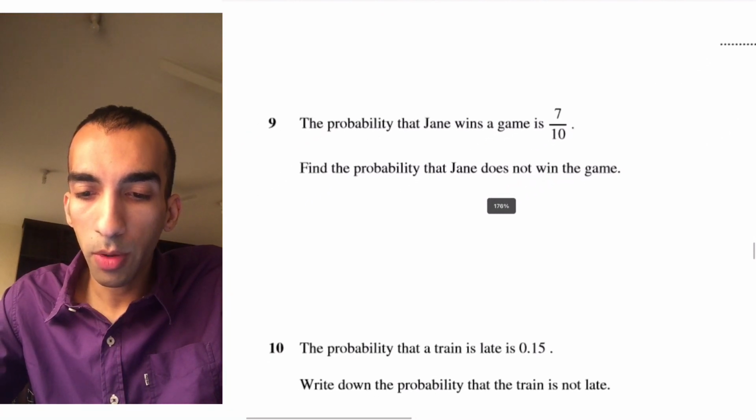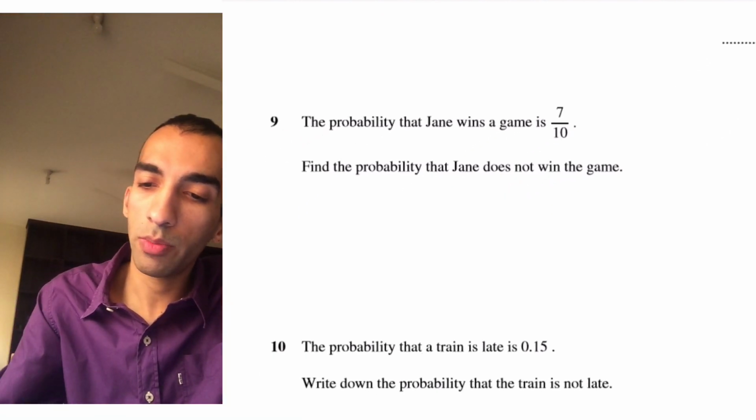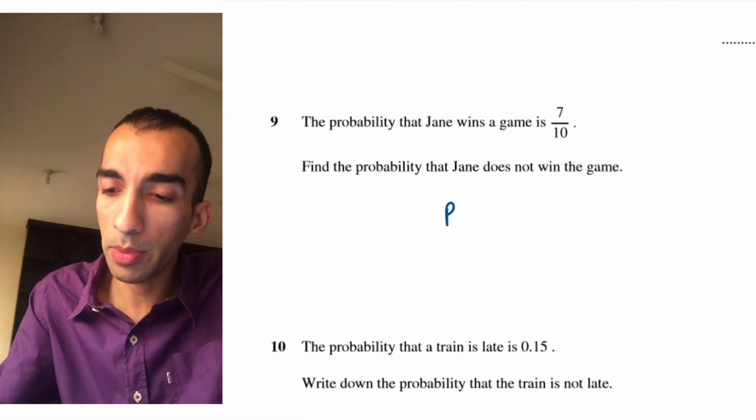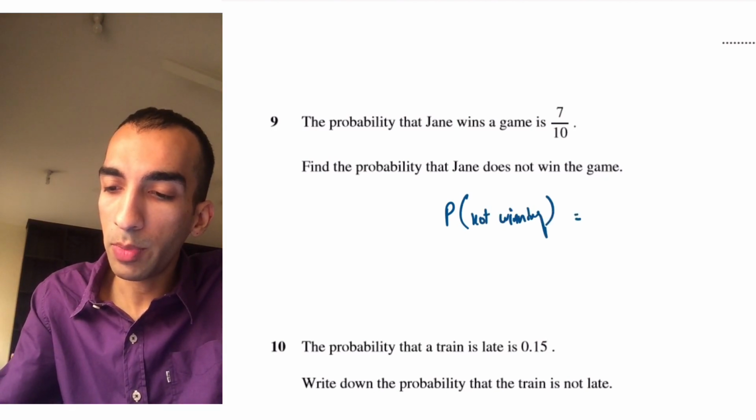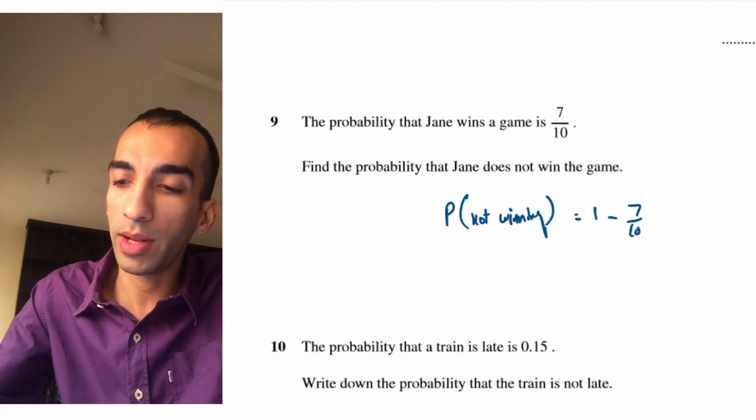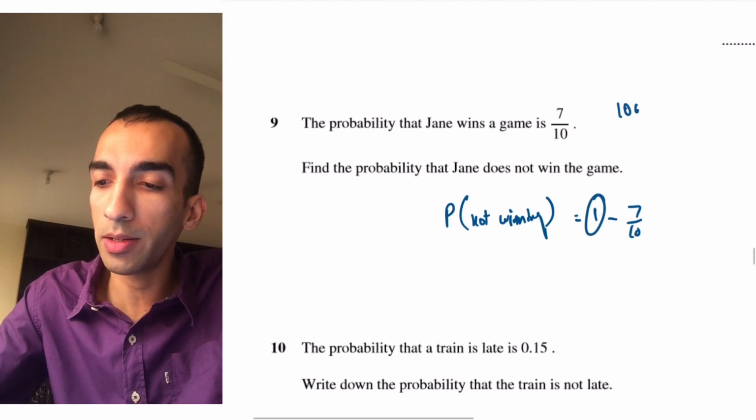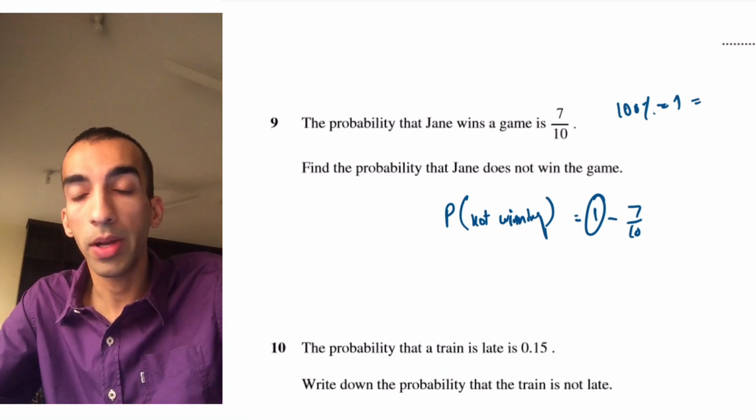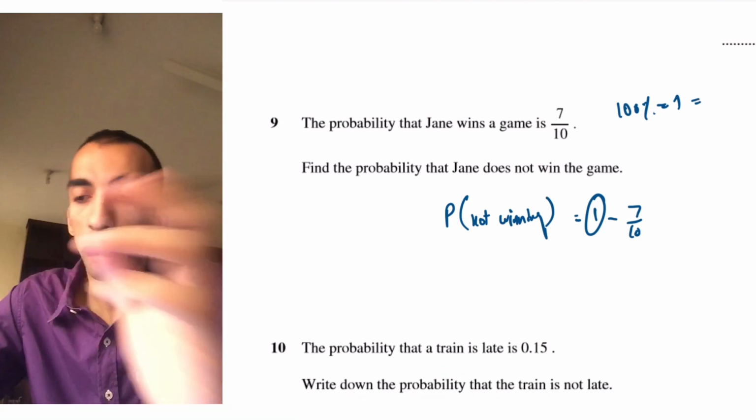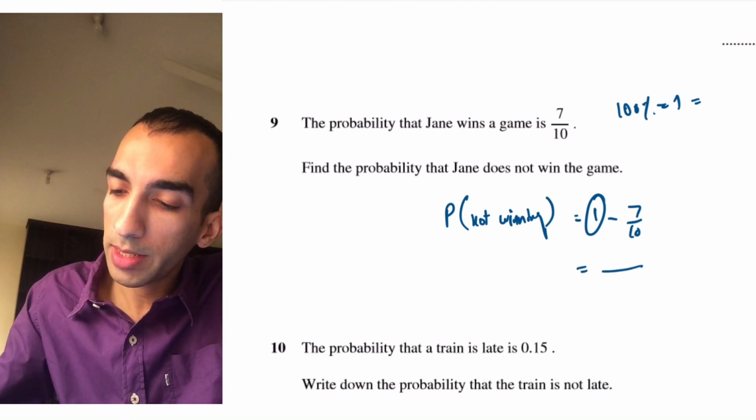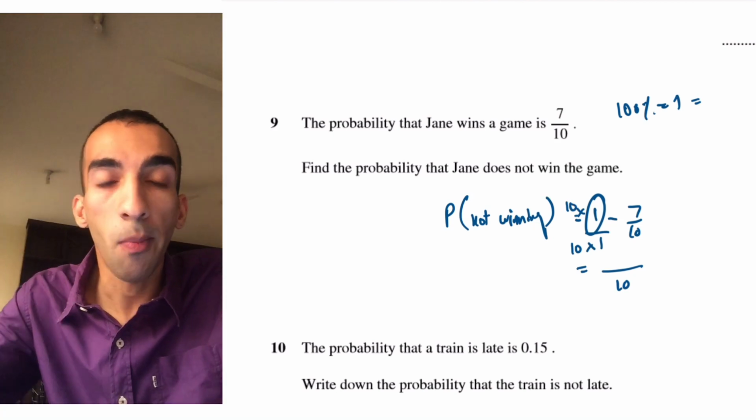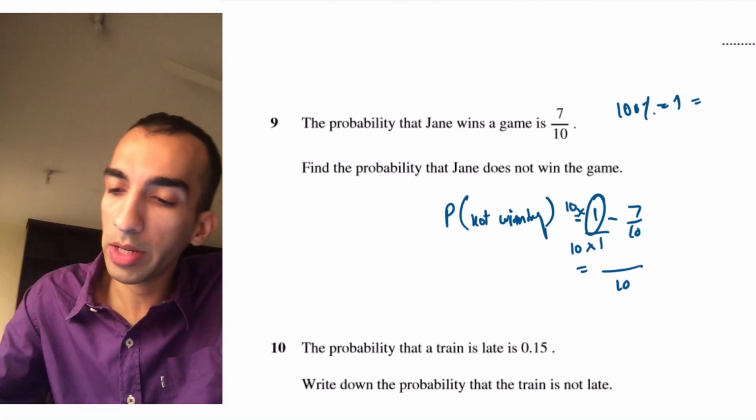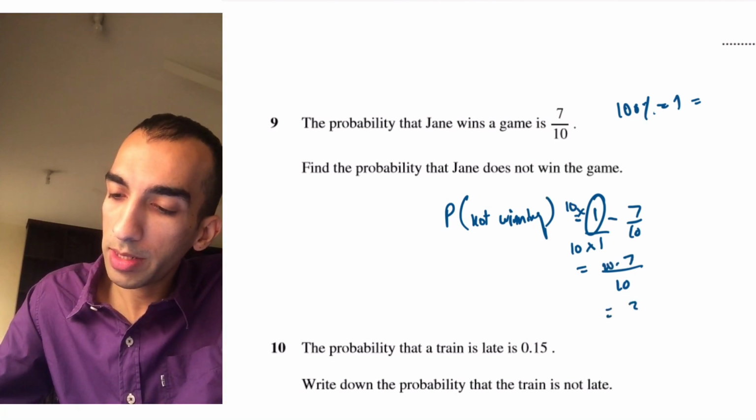Question number 9. Probability that Jane wins this game is 7 by 10. We discussed this concept many times. Probability of not winning is going to be simply 1 minus that above value. Where did this 1 come from? 1 represents 100% or a complete value, right? In a probability scale, the maximum value is 1. So if you take the LCM, there's a 1 over here, you multiply this with 10 to make it equal to the denominator of the other fraction. 10 minus 7 over 10, that's 3 over 10.